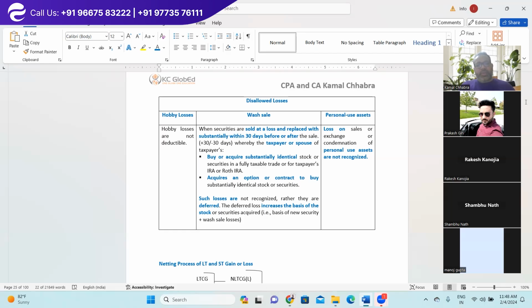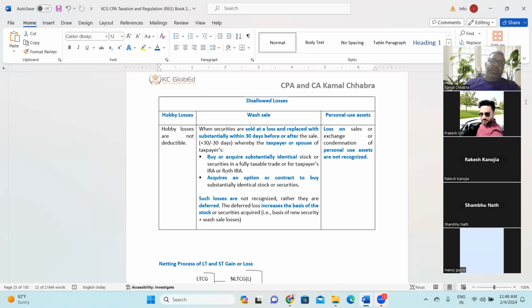buy or acquire substantially identical stock or security in a fully taxable trade or for the taxpayer's IRA or Roth IRA. Second is to acquire an option or contract to buy substantially identical stock or security. Such losses are not recognized, rather they are deferred. And the deferred loss increases the basis of the stock or security acquired.